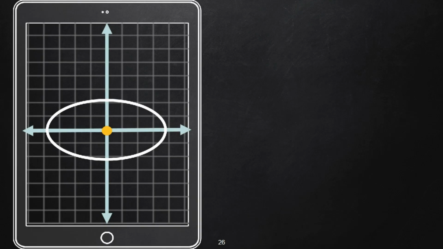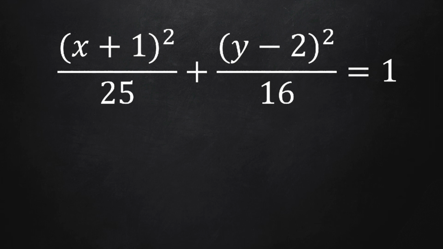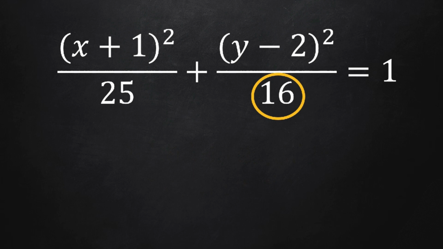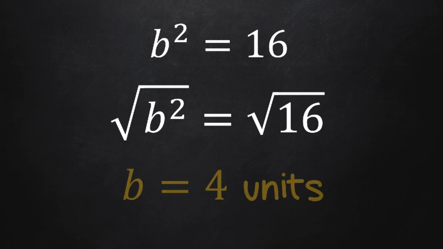Co-vertices. A co-vertex is b units from the center. If a squared is the bigger denominator, then b squared is the smaller denominator. The smaller denominator will be 16. So, what will be b? b squared is equal to 16. The square root of b squared is equal to the square root of 16. Therefore, b is equal to 4 units from the center.